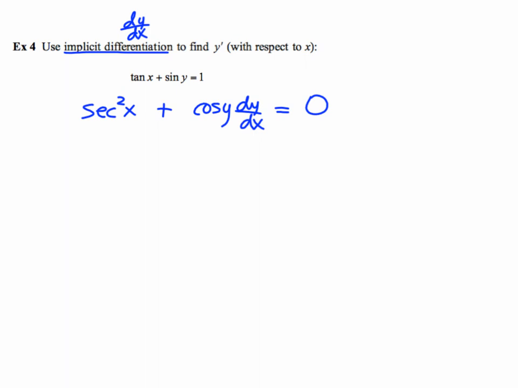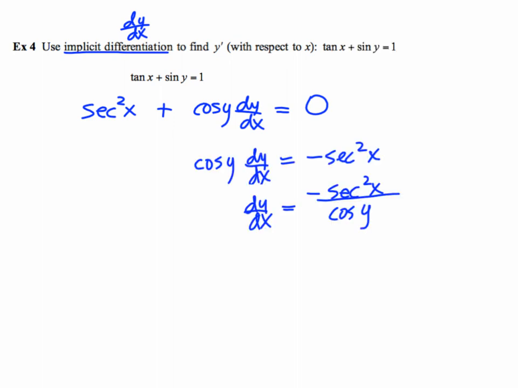So since I'm solving for dy dx, I'll move the secant squared x to the other side, and if I do that, that becomes negative. Divide by cosine y, because it's cosine y times dy dx, so the opposite of multiplication is division, and there's my answer. So dy over dx equals negative secant squared x divided by cosine y.